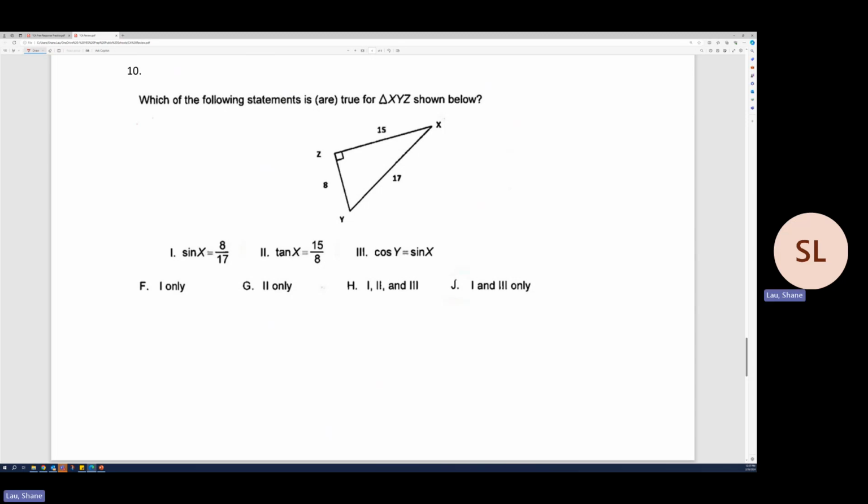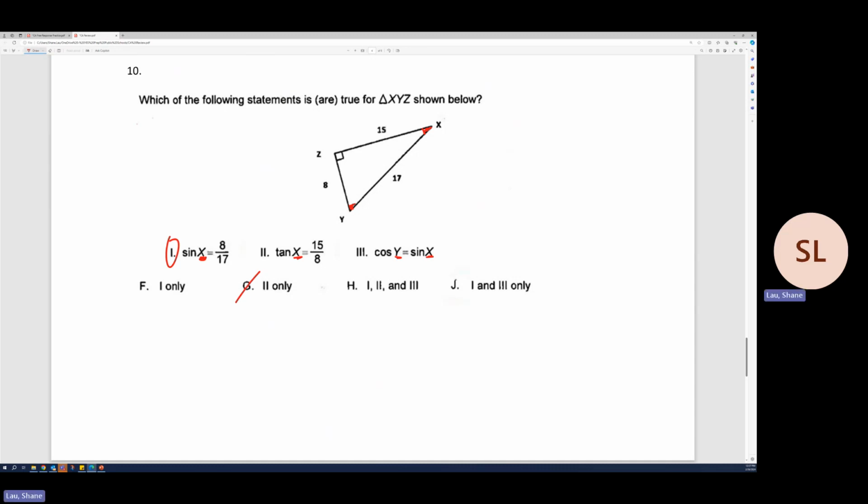So sine of x, you gotta be careful here. These little letters right here are all referring to a specific angle. So sine of x is referring to this angle right here, but cosine of y is going to refer to this angle right here. Okay, so you gotta be careful. Sine of x, we look at x, the opposite side to x is 8, and the hypotenuse is 17. So 8 over 17 is what we should get. And that is correct. So we'll go ahead and circle 1. G must be incorrect. And that's it.